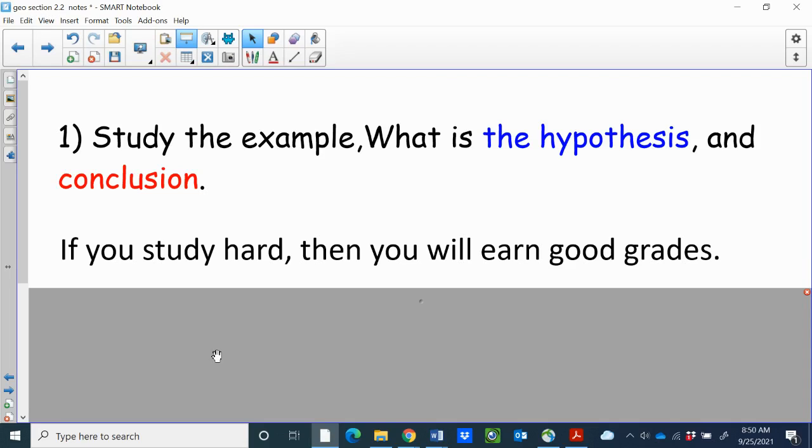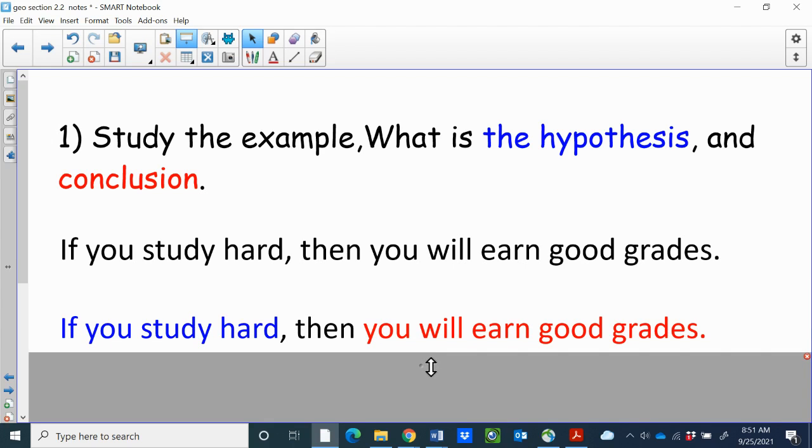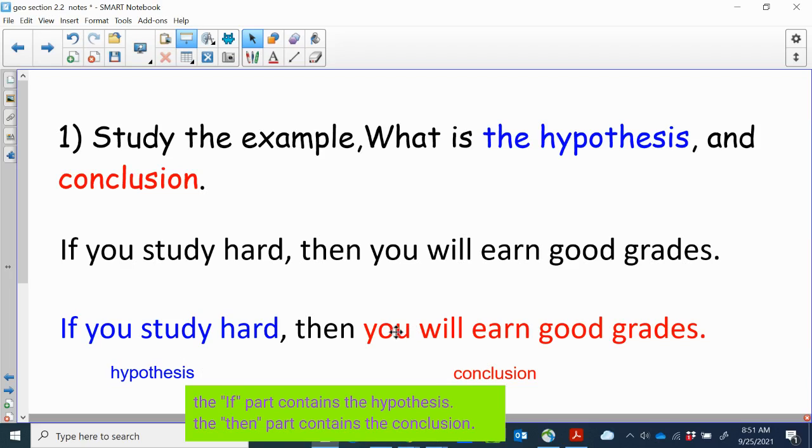Okay, so this is not written on your notes. I'm just showing it on the smartboard. It says, study the example. What is the hypothesis and conclusion? If you study hard, then you will earn good grades. Pretty basic, right? If you study hard is the hypothesis, then you will earn good grades is the conclusion.